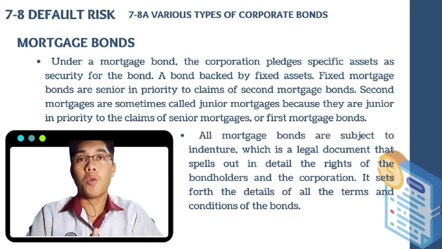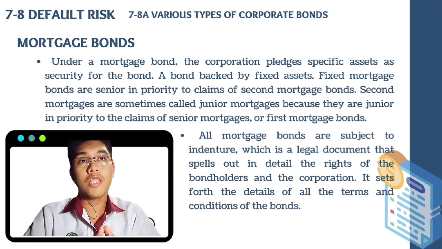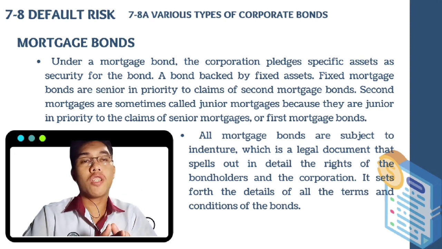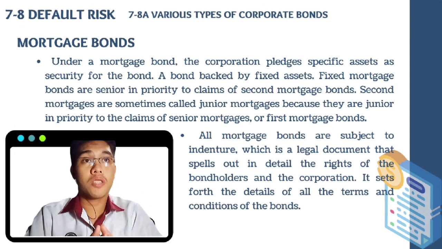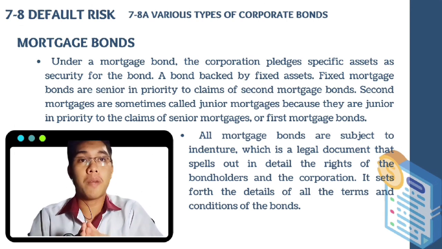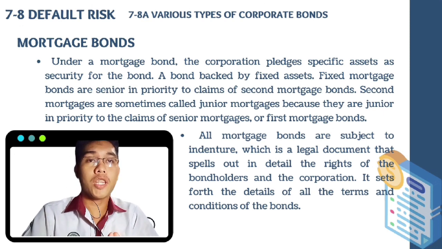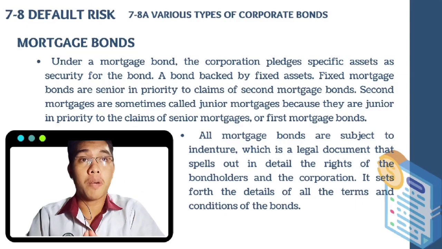Ibig sabihin lamang po that the mortgage bond gives the bondholder the ability to sell mortgaged properties to satisfy any unpaid obligation to bondholders. So ang katanungan dito, how does a mortgage bond work? Banks and mortgage lenders can package these mortgages into bond securities and then sell them to other investors, allowing them to raise more capital quickly without waiting for the full loan term to pass.